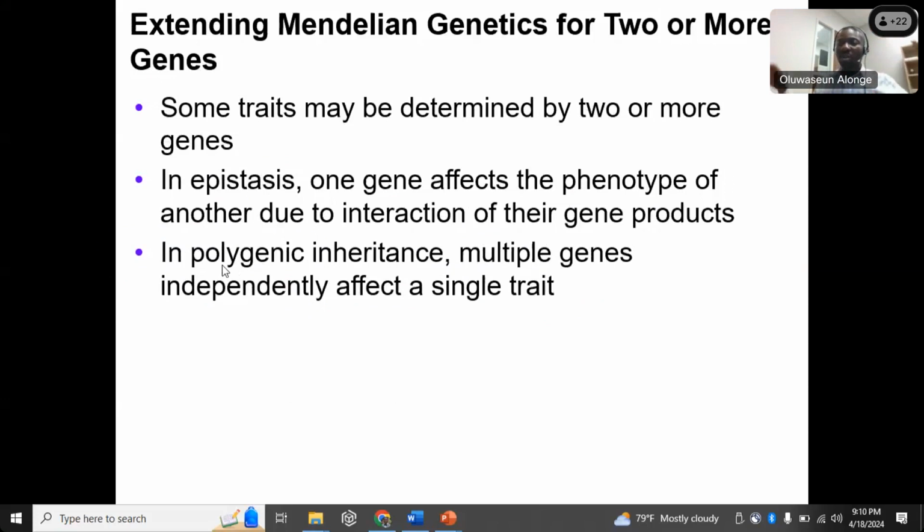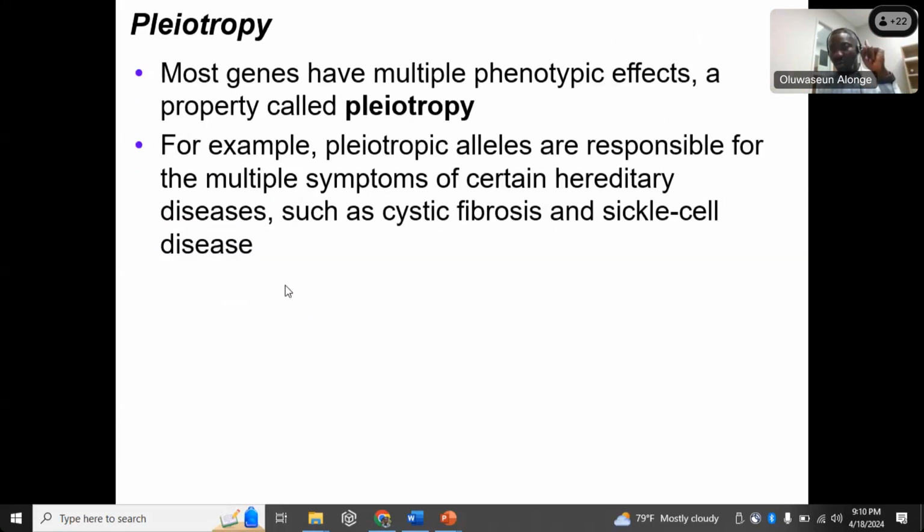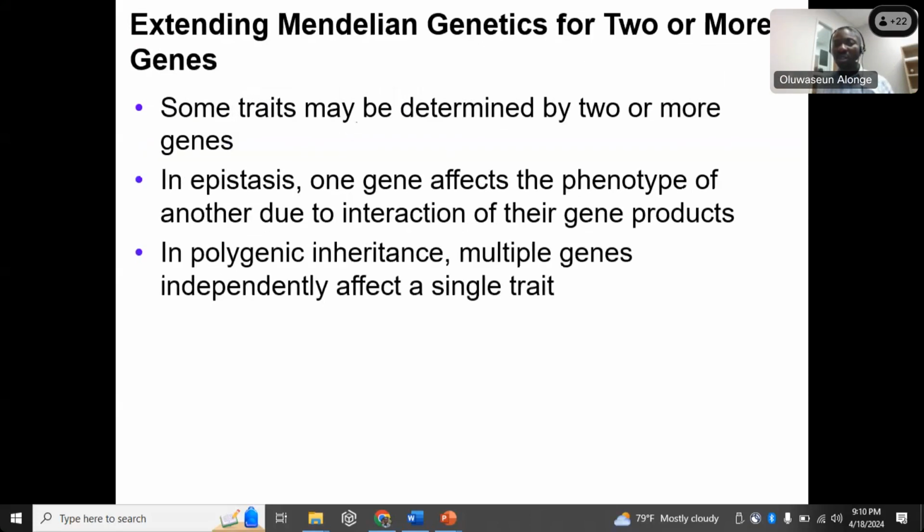Polygenic inheritance, multiple genes. So I'll take it again. Pleiotropy, a gene having many expressions. Pleiotropy, you see that in cystic fibrosis, sickle cell disease. A gene, multiple expressions. Multiple genes affecting a trait, that is polygenic inheritance. Polygenic, many genes affecting a trait.